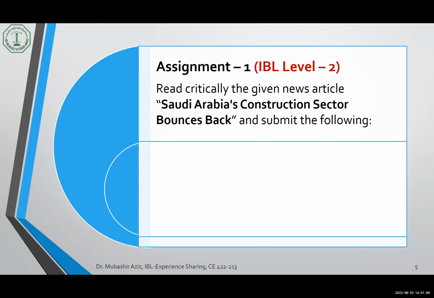What I did in this case, to start the course, was to get them familiar with the terminologies of the construction industry. Like I said before, my challenge was to keep the industrial students on board throughout the course. So they had to get familiar with the basic terminologies and how the construction sector works. There was a very interesting, recently published article about how Saudi Arabia's construction industry is bouncing back.